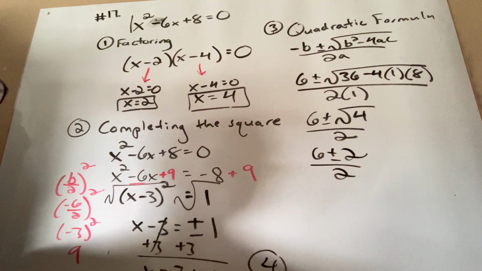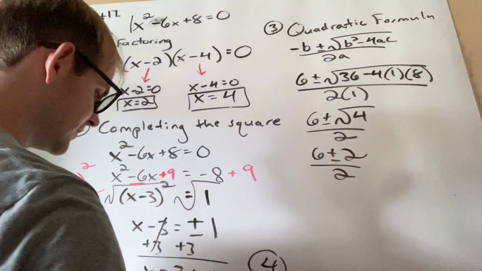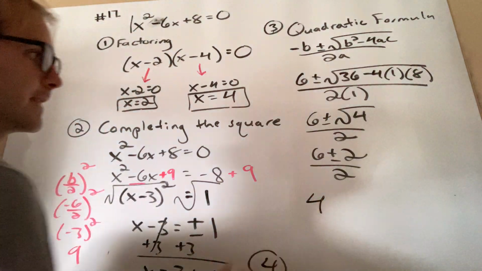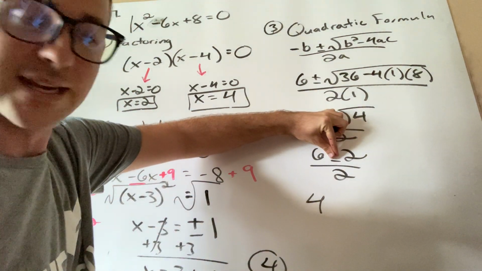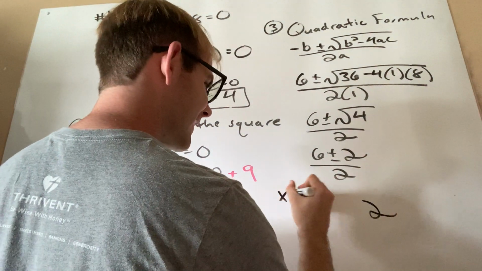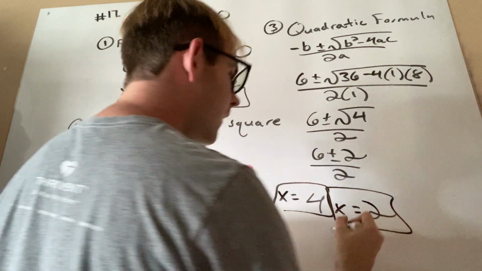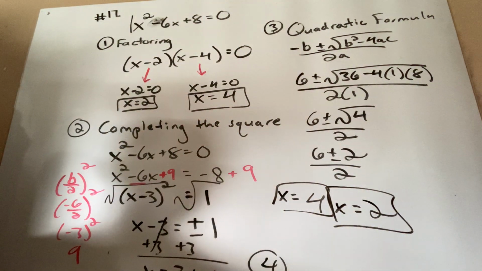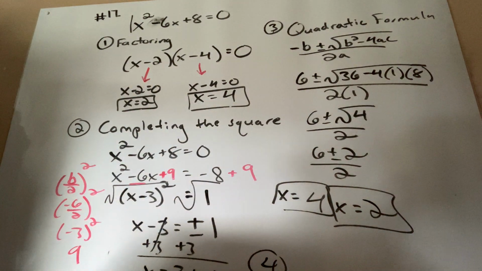So let's actually do the plus first. 6 plus 2 is 8. 8 over 2 is 4. Now let's do that minus. 6 minus 2 is 4, and 4 over 2 is 2. So guys, here's what we got. Using all three methods, we were able to get exactly the same answer.